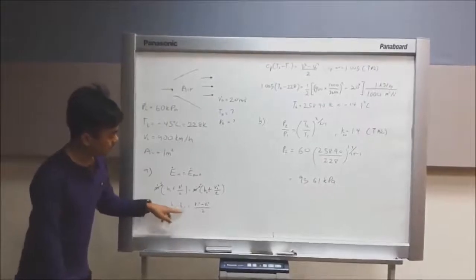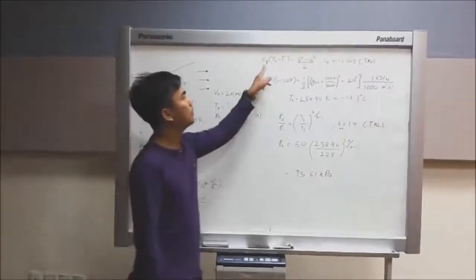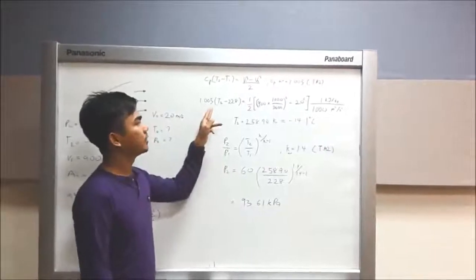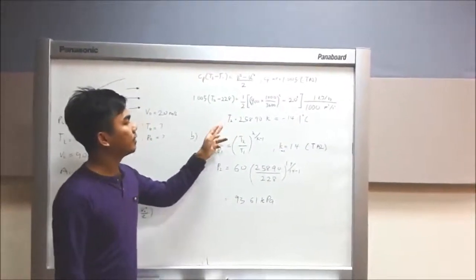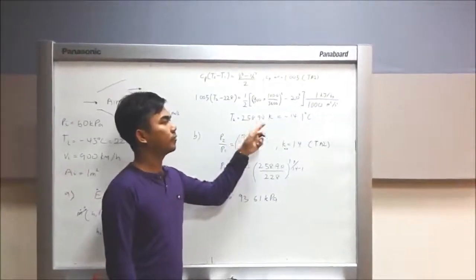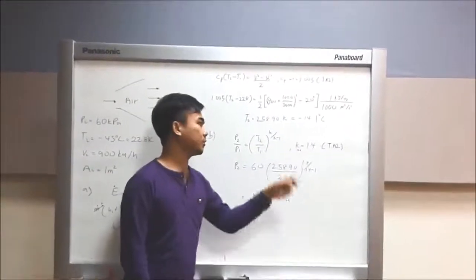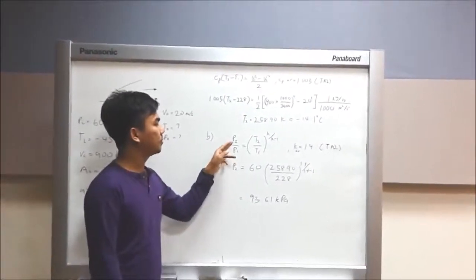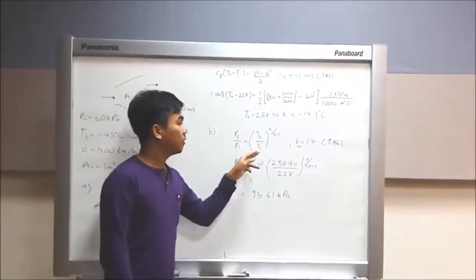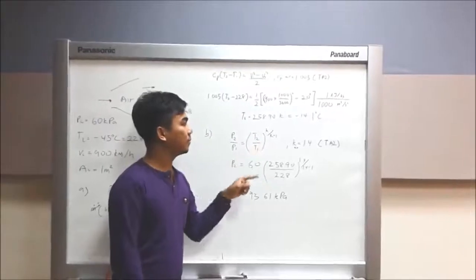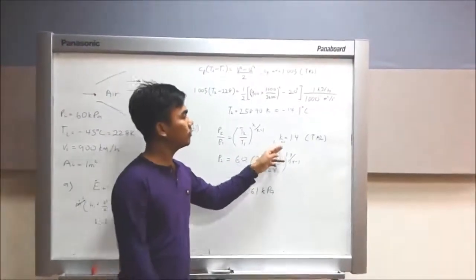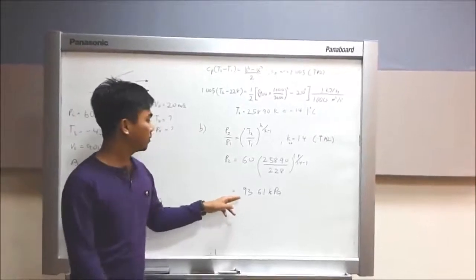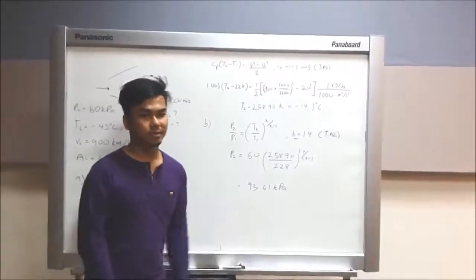We reach this: h2 minus h1, which we can convert to Cp times T2 minus T1, and we can get the Cp from table A2. We substitute it in the equation and get T2 is 258.9 Kelvin or negative 14.1 degrees Celsius. For the outlet pressure, we use this relationship: P2 over P1 is equal to T2 divided by T1 to the power k divided by k minus 1. The k we can get from table A2, which is 1.4 for air. Substituting it, we get the outlet pressure is 93.61 kilopascal. That's all.